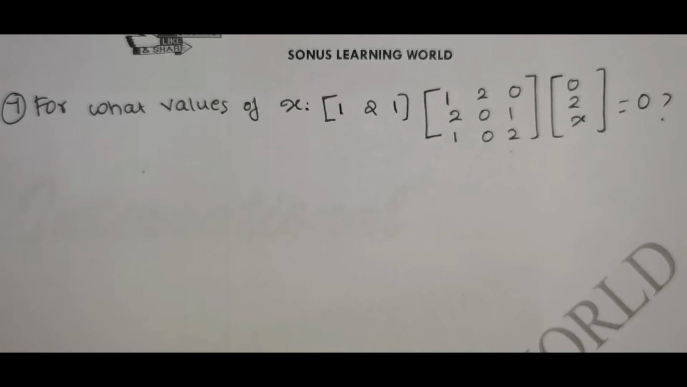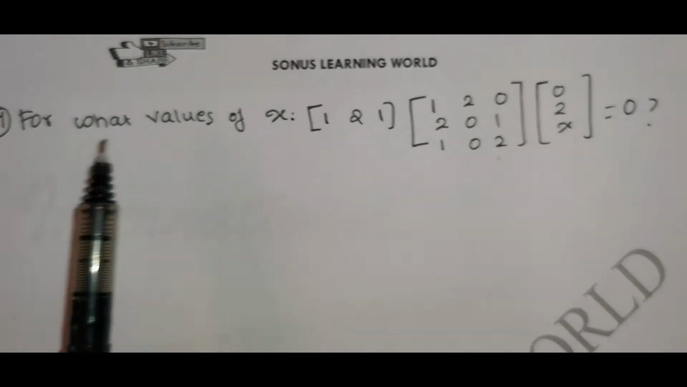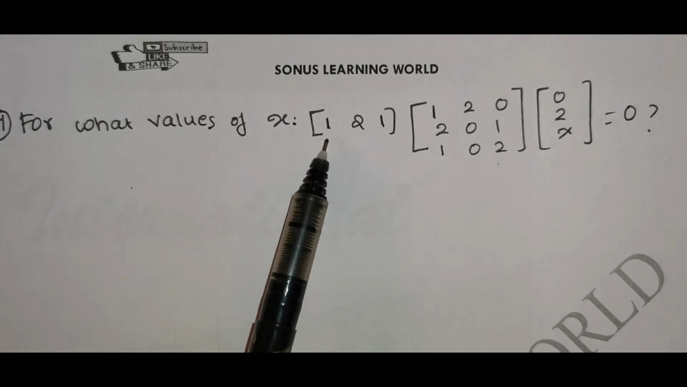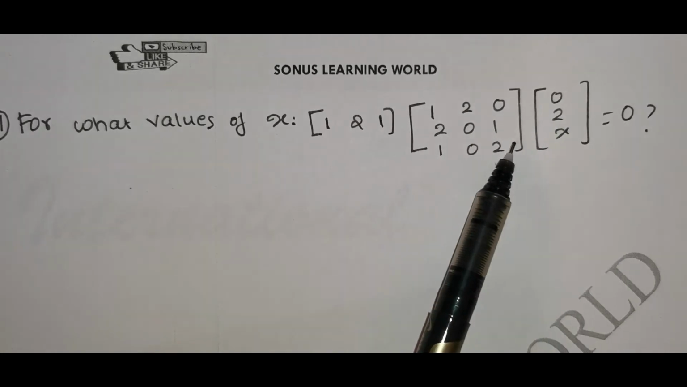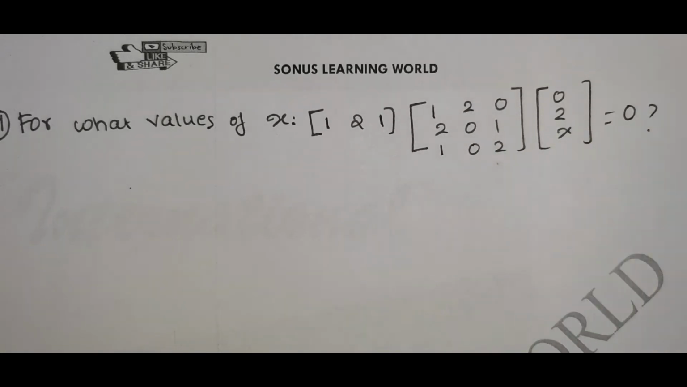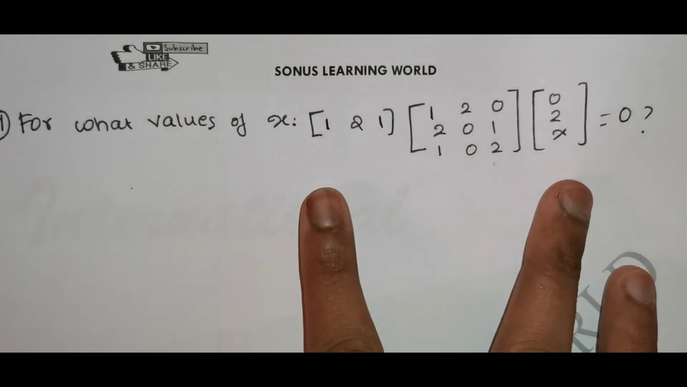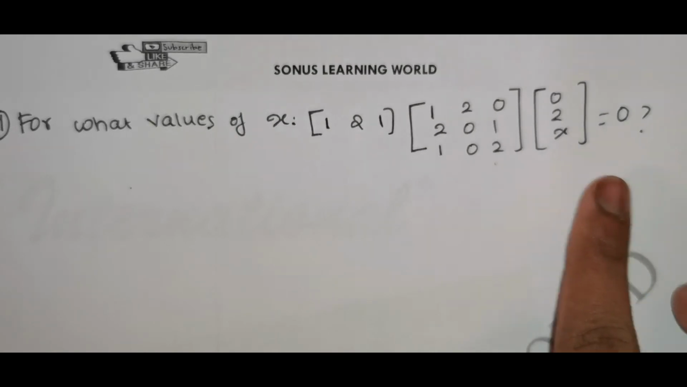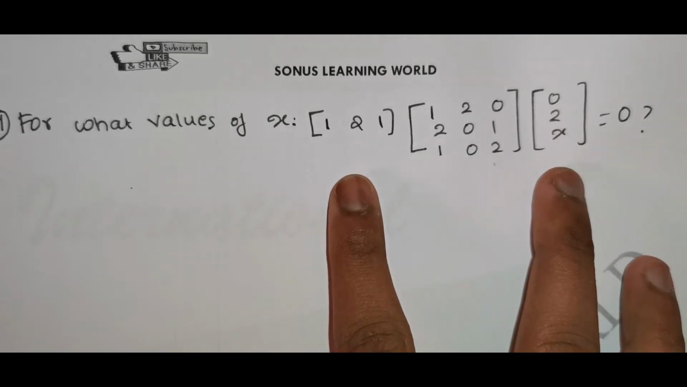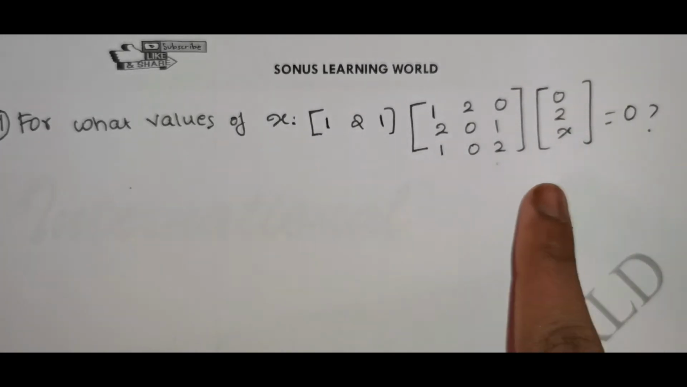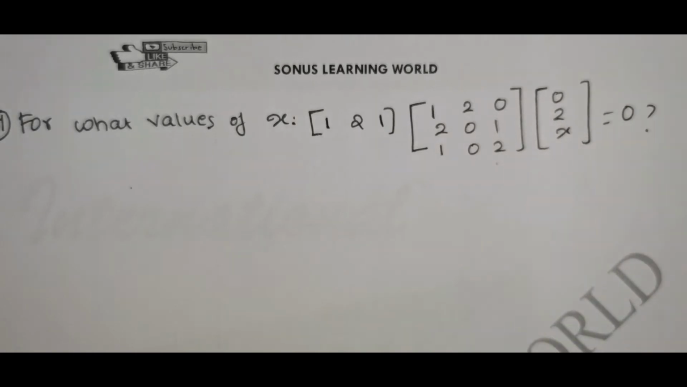Today we are discussing the miscellaneous exercise on Chapter 3, that is the matrix chapter of Class 12. Okay, so let's read the 7th question, students. For what values of x is the matrix [1 2 1] into the matrix [1 2 0; 2 0 1; 1 0 2] into [0 2 x] equal to 0? If you are multiplying these three matrices, the answer will be 0. We can equate the solution of this matrix with 0, and from that we have to find the value of x. Okay, so that is the question.